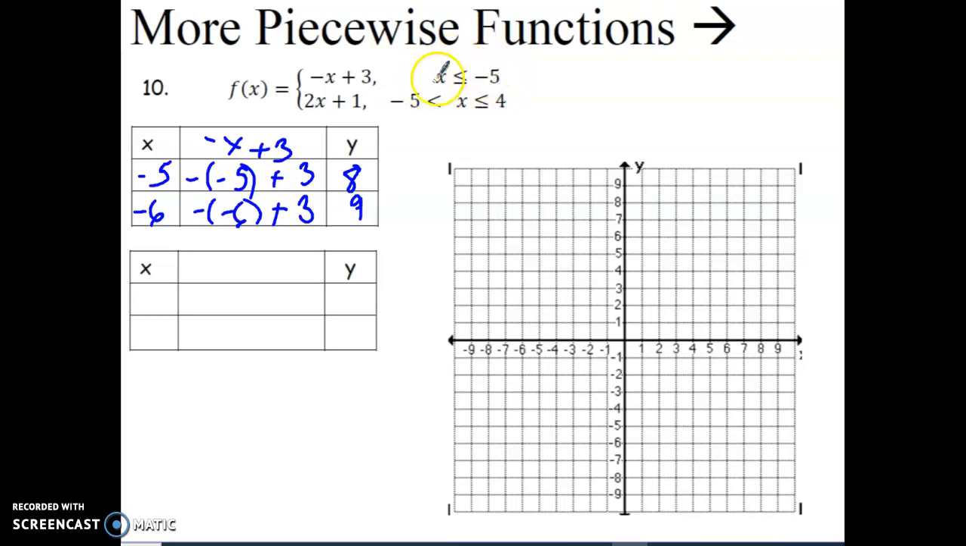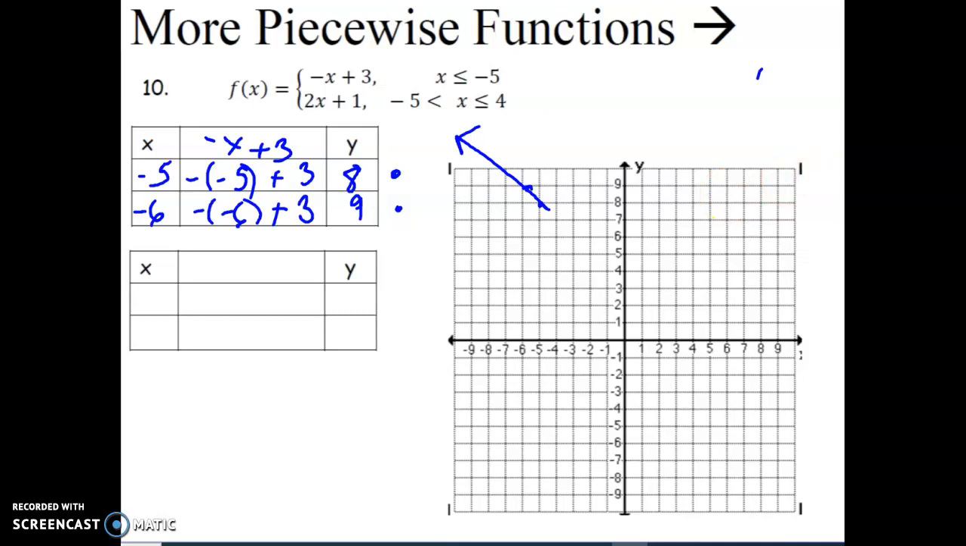Okay, so at -5, open circle or closed circle? Closed circle. How about -6? I don't see -6, so I have to think. -6 is contained in the set of things that are less than -5, so that's going to be a closed circle also. All right, so let's go to -5, 8, and we'll put a closed circle. And then we'll go to -6, 9, and put a closed circle there also. Now when I connect these, I'm going to go left because less than goes left. And also I'm going to have an arrow because I want all the things that are less than or equal to -5, which continues on forever.